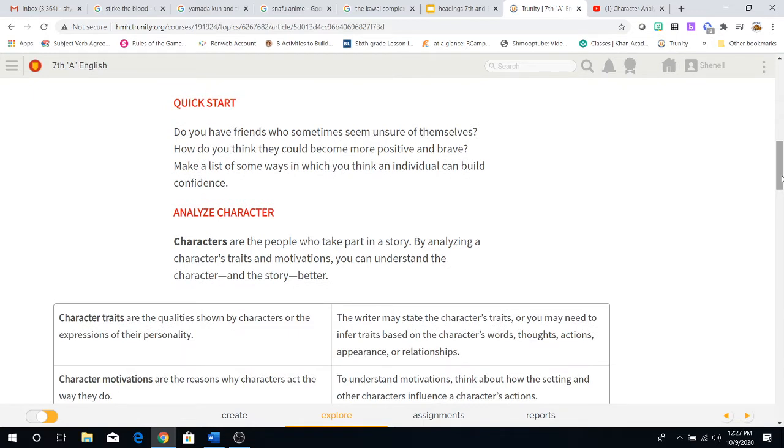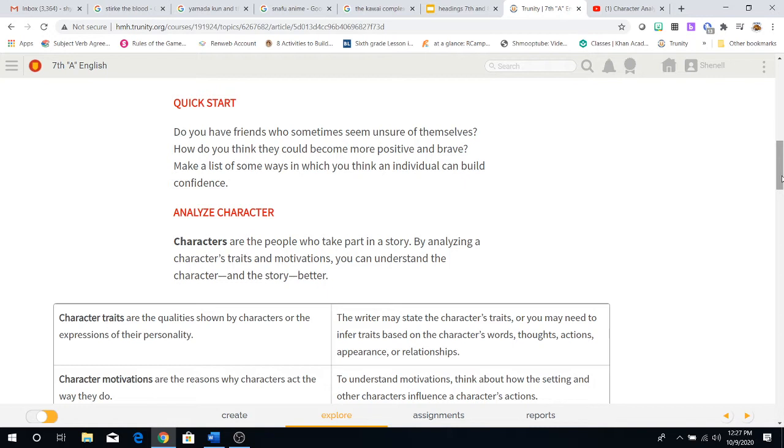So a quick reminder, always write quick start as your subheading and the page number of your textbook in your notebook, so you don't have to write the entire quick start activity, just your answer. Our quick start activity for today says, do you have friends who sometimes seem unsure of themselves? How do you think they could become more positive and brave? Make a list of ways in which you think an individual can build confidence.